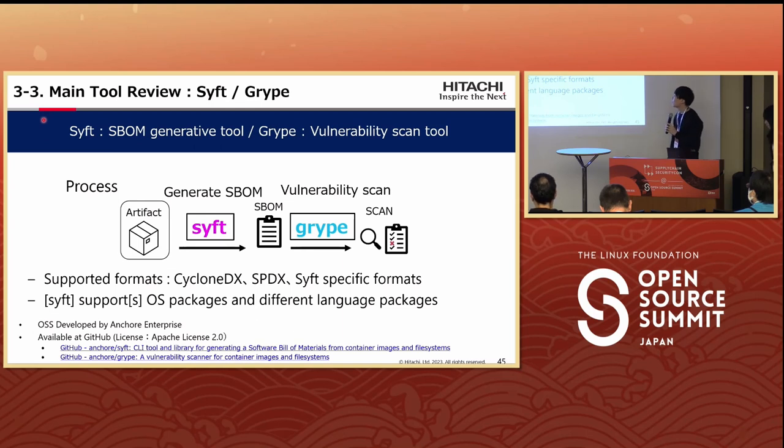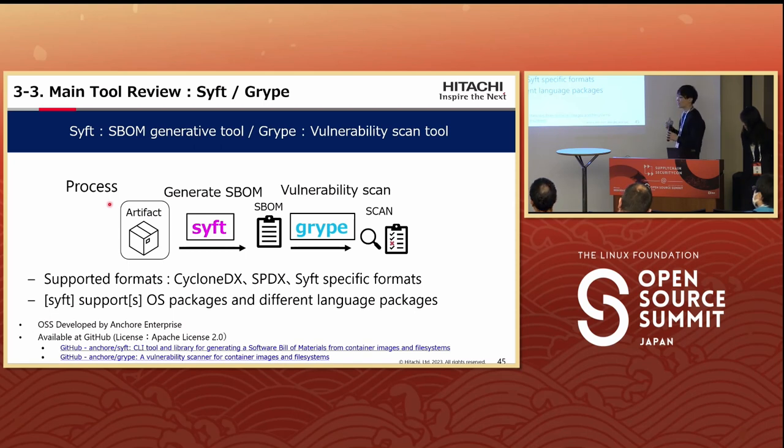Next, we review Syft and Grype. So what are Syft and Grype? Syft is an SBOM generation tool, and Grype is a vulnerability scan tool. Let us consider the following process. So, you prepare an artifact such as a Docker image, archive, and so on.